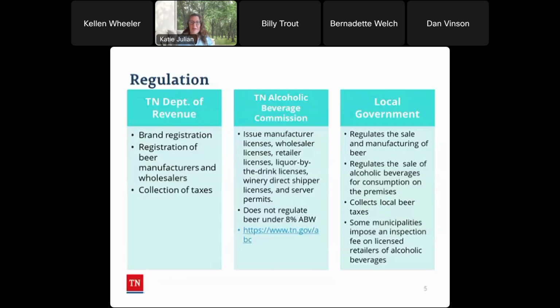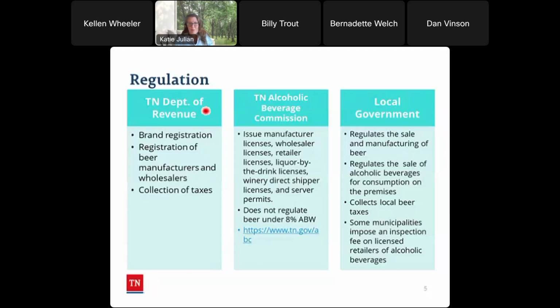All right, so the manufacture, distribution, and retail sale of alcoholic beverages, wine, and beer in Tennessee are regulated by multiple entities you see here. Alcoholic beverages such as wine and distilled spirits are regulated at the state level, and beer is primarily regulated at the local level. So starting with here, we've got three entities: the Tennessee Department of Revenue, the ABC, and local government. So we'll start here with the TDOR, as we like to call ourselves.